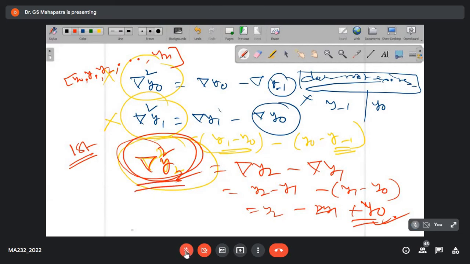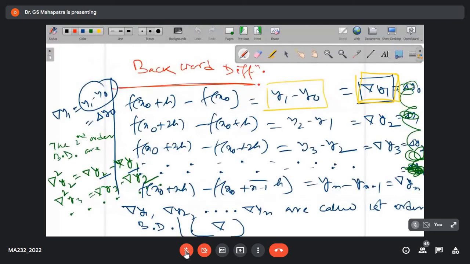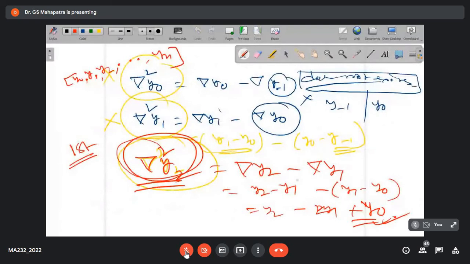What about the last one? Like forward differences, we have already checked that we can find it. Just wait, I will show you. If there are 5 entries, 5 arguments, then you can find up to 4. So that is this one. For this case, what will be the answer? Starting with this one, what will be the end one?